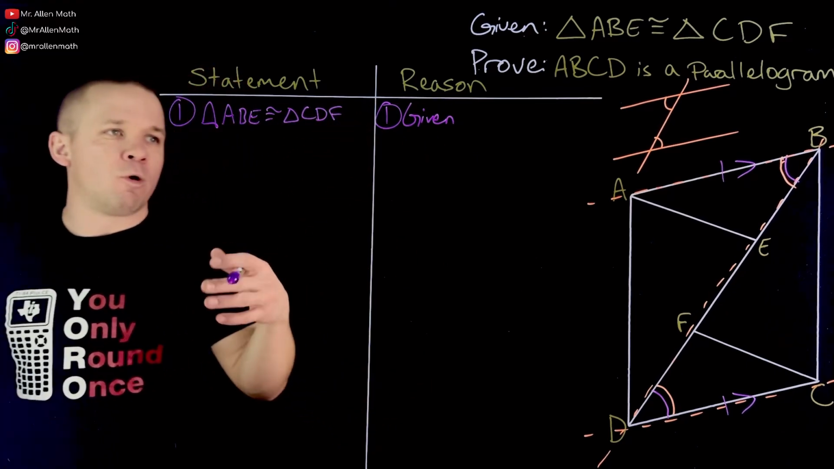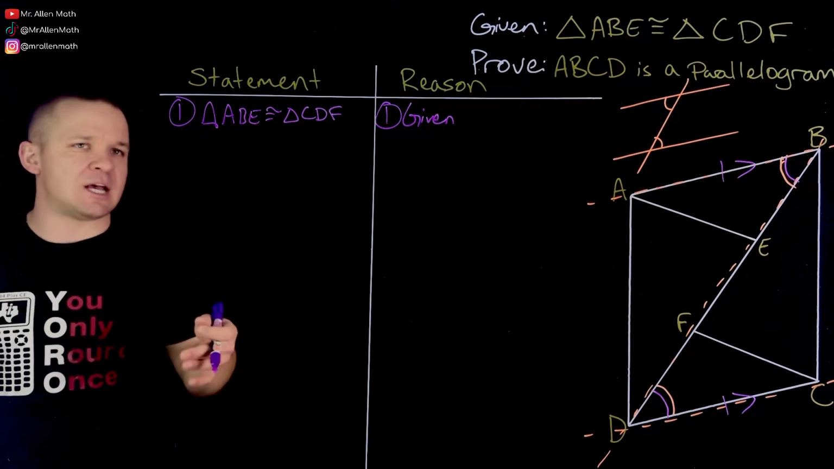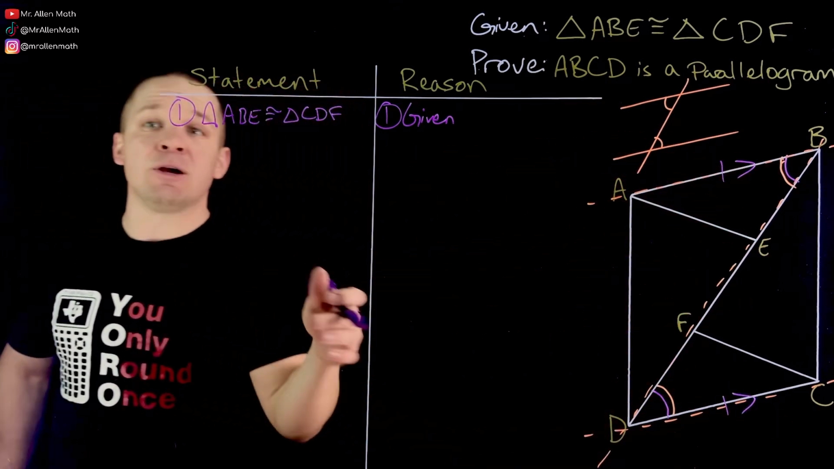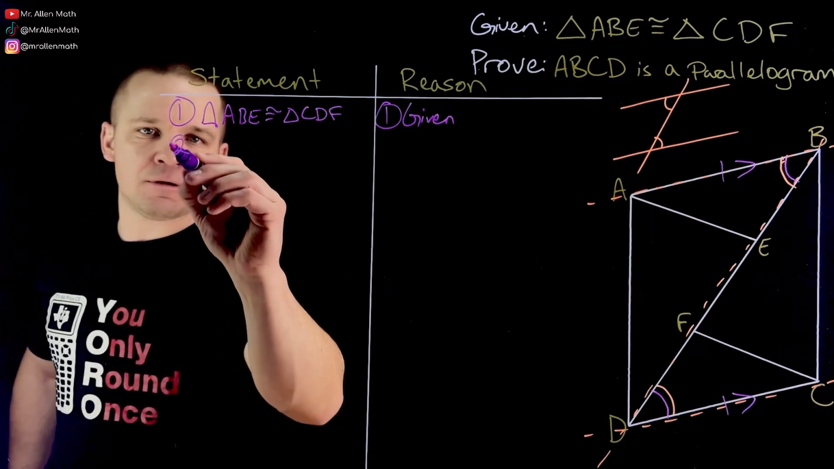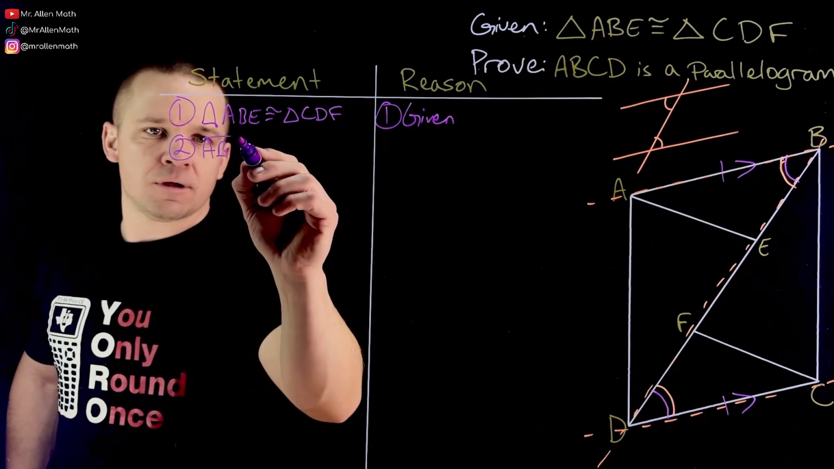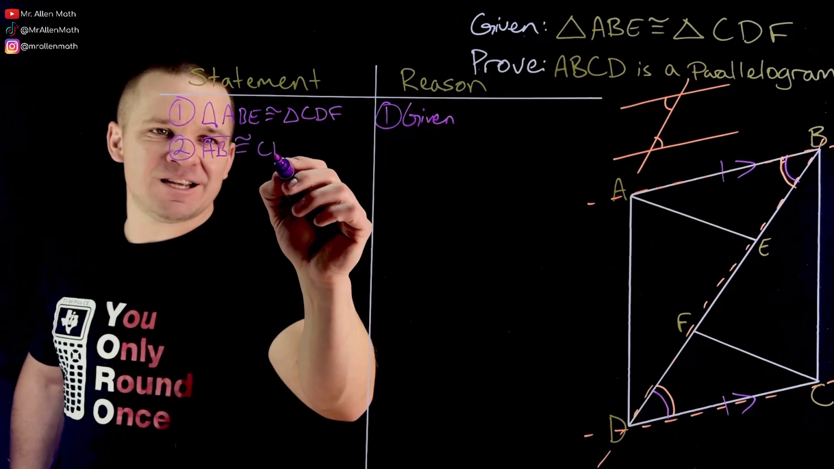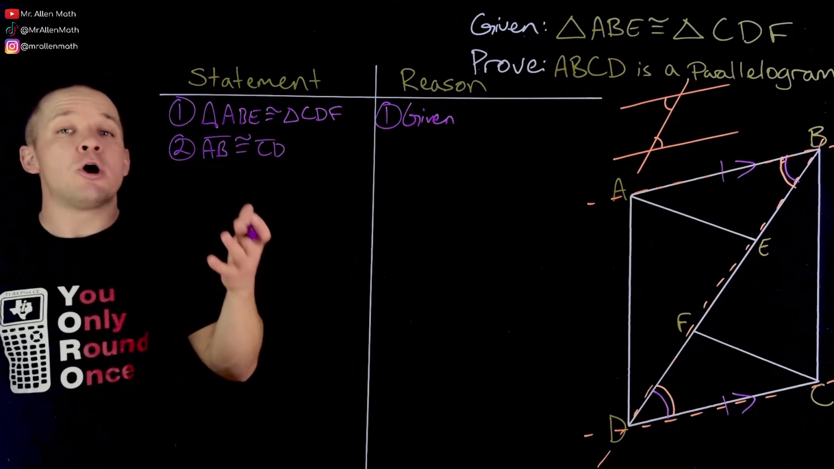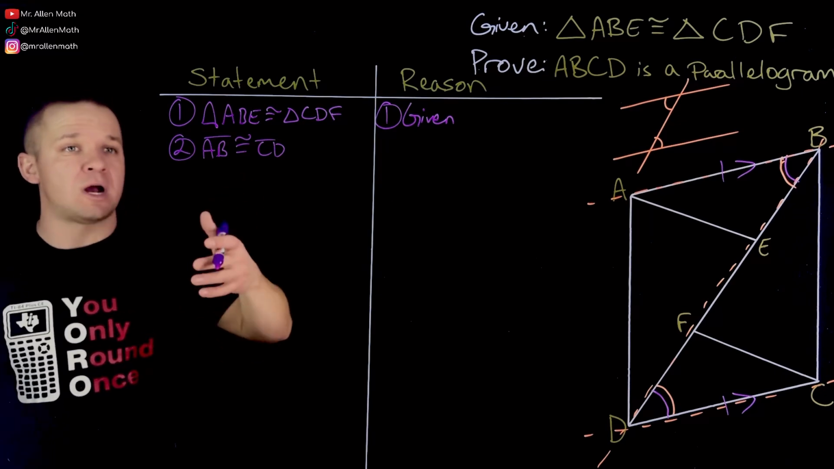Now, what are we going to be using from that? Well, the first thing we said was that the opposite sides were congruent. AB and CD were congruent, so I'm going to write that down. AB is congruent to CD. And why was that? CPCTC. Corresponding parts of congruent triangles are congruent.